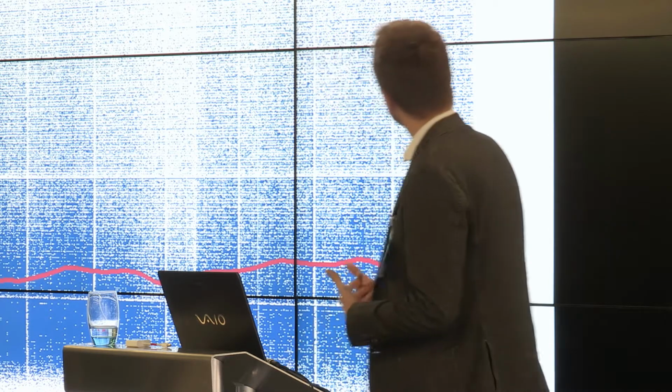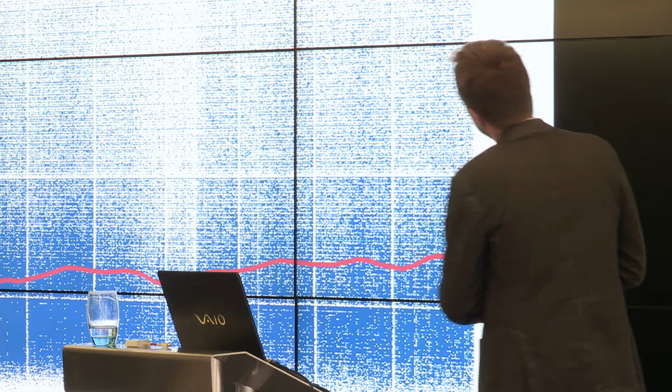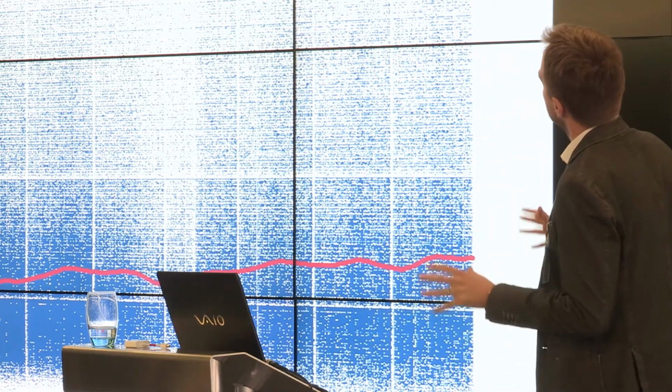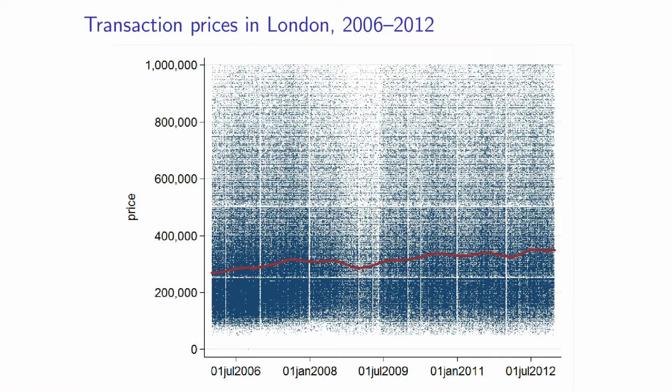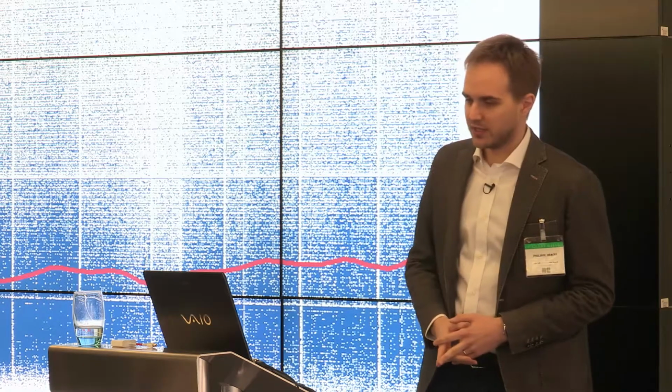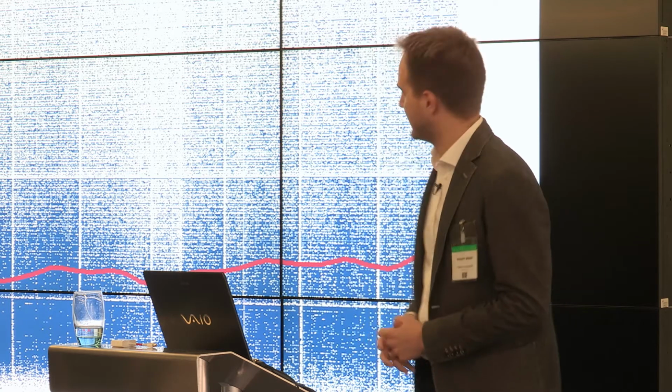OK, so some insights can already be seen by simply plotting the data. So these are all the sales in London from 2006 to 2012, plotted. I stopped at £1 million. This is just a simple moving average, and the moving average already gives you an idea of where prices are going. This is similar to the price indices we see in the newspapers or in magazines.